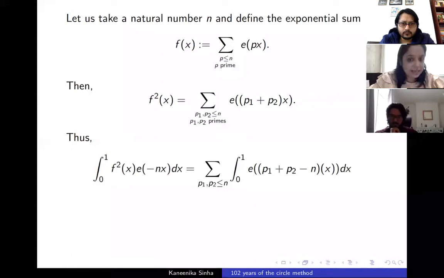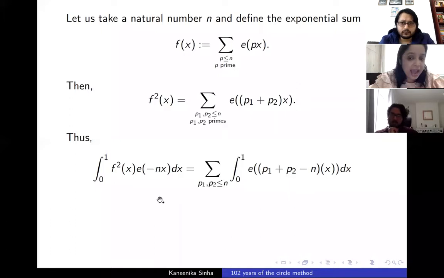By an immediate interchange of integral and sums, we end up getting a summation. So we take the sums over p1 and p2 outside, and then inside the integral, we've got e of (p1 plus p2 minus n) x dx. And you just saw by your elementary integral identity that this inner integral is 1 exactly when p1 plus p2 is equal to n, and it is 0 otherwise.